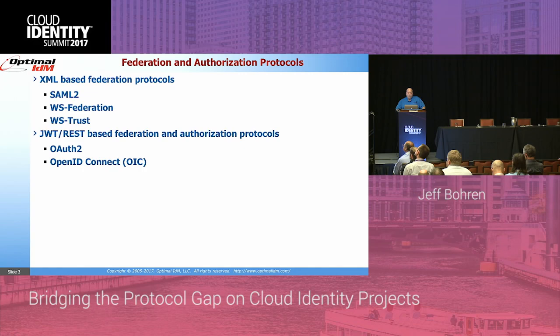So some of the older protocols are obviously SAML2, WS-Federation, and WS-Trust. You should all be familiar with these, possibly except WS-Trust. I like to think of that as the stealth protocol. If you are using Office 365 in a federated model, you're most likely using WS-Trust and you don't even realize it. Obviously, these are all XML-based protocols. The newer ones, OAuth2 and OpenID Connect, well, OpenID Connect is really an identity layer on top of OAuth2. These are obviously JWT, JSON Web Token, and REST-based.